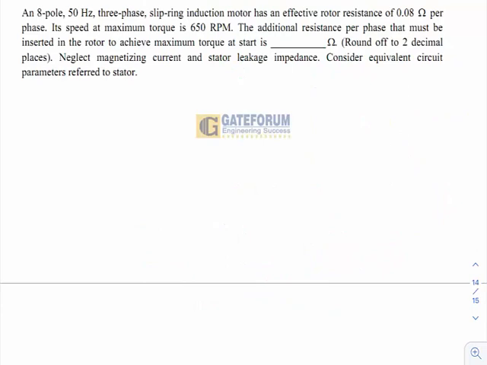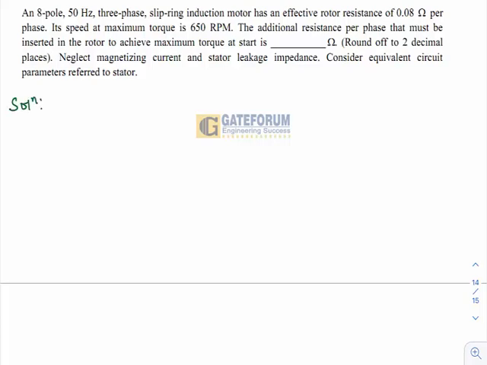This is a GATE 2021 electrical machine question asked from the topic torque slip characteristics of induction motor. Okay, torque slip characteristic of 3-phase induction motor. So in this question they are asking that an 8-pole 50 Hz 3-phase slip ring induction motor has an effective rotor resistance of 0.08 ohm per phase. Its speed, that is rotor speed at maximum torque, is 650 rpm. Okay, so what is the data they have given?